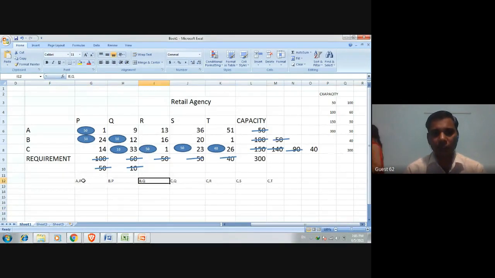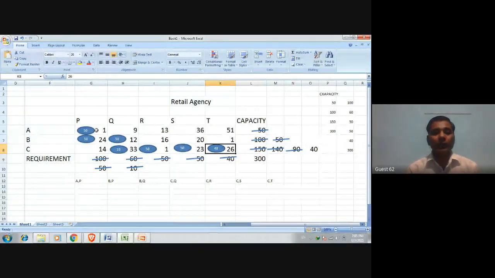Let's count here how many allocations. First, second, third, fourth, fifth, sixth, and seventh. We have 7 allocations. Now, what we have to do? Now we have to find the initial basic feasible solution. And how will we get it? We will get it by multiplying the per unit cost and the transported units. We will multiply the transportation cost with the units that have been transported to different retail agencies.